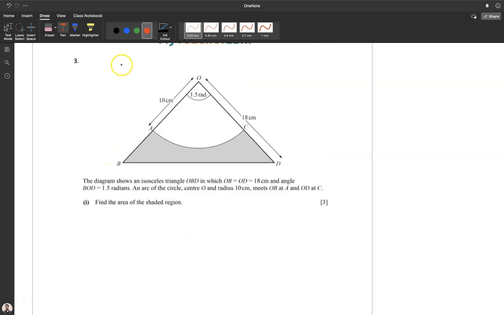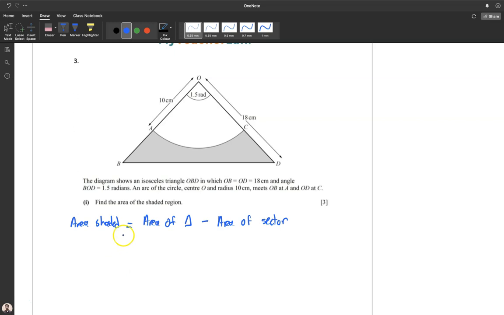All right, so let's look at question number 3. The diagram shows an isosceles triangle, which is important information. Okay, and so on. Okay, so we are required to again find the area of the shaded region. In order for me to find the area of the shaded region, let me just write down what we need. Area shaded must be equivalent to the area of the big triangle minus the area of the sector. Okay, so this is the sector and this is the big triangle.